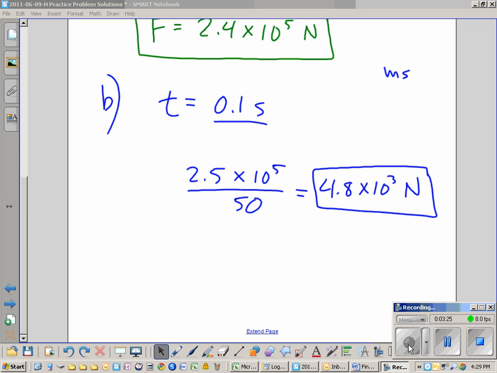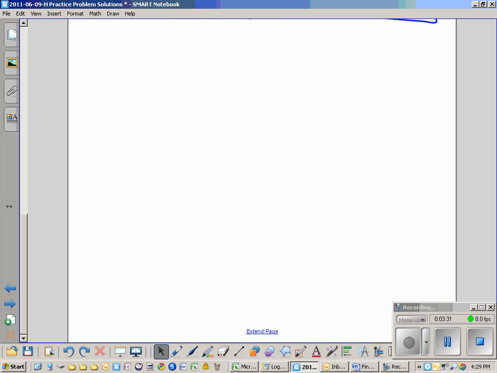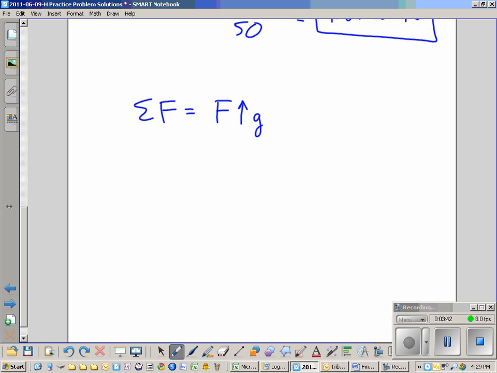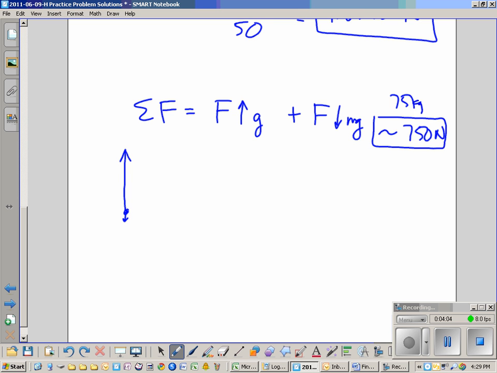All right, next we're asked to find what the force is exerted by the ground. It's important to recognize that this right here is the net force. So the net force is equal to the force exerted upward by the ground plus the force exerted downward by gravity, and those vectors would look like this. This is 240,000 newtons. Can't you imagine that mg, which is roughly 750 newtons, because he's 75 kilograms, and I'm just estimating here.